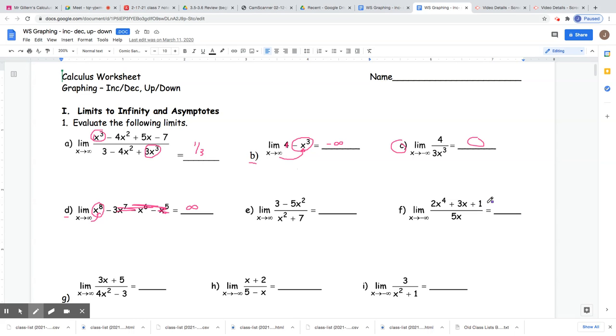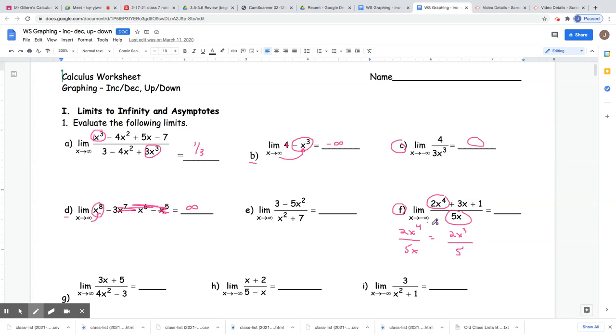The case that we like the least is if it's larger on top, and that's like F. We have 2x to the 4th, and we got 5x. So the degree at the top is 4, the degree in the bottom is 1. This is not a horizontal asymptote, this would be a slant, but for the purpose of finding a limit, it's either positive infinity or negative infinity. To figure out which one it is, you just simplify the leading terms, 2x to the 4th over 5x. That would simplify to 2x cubed over 5.